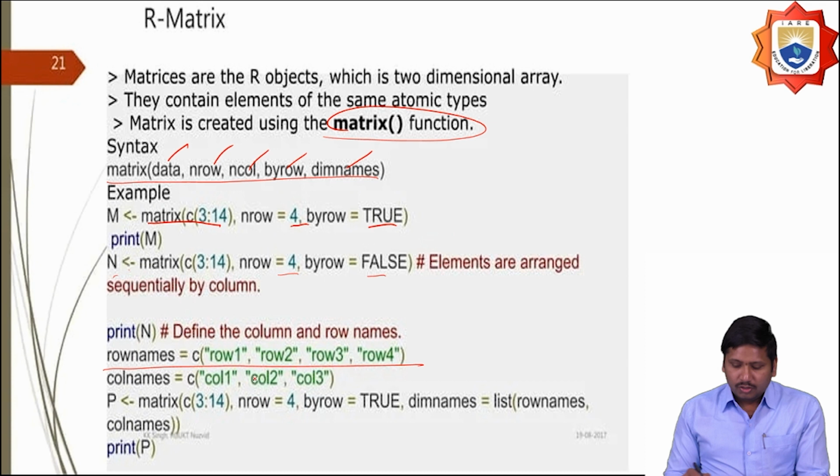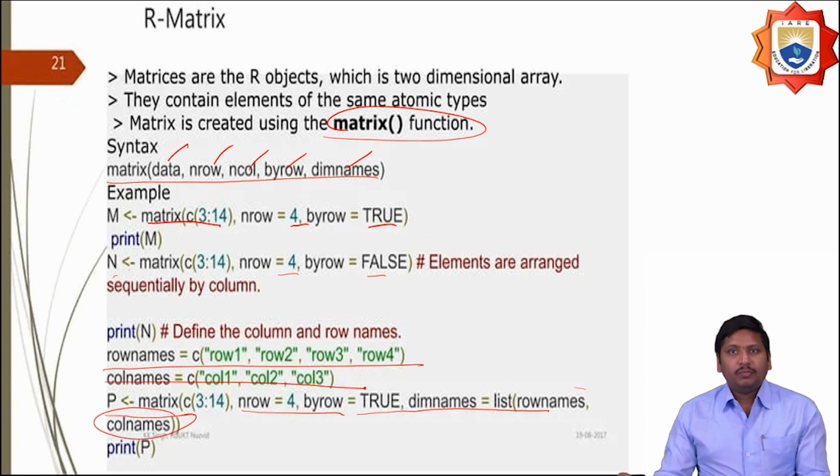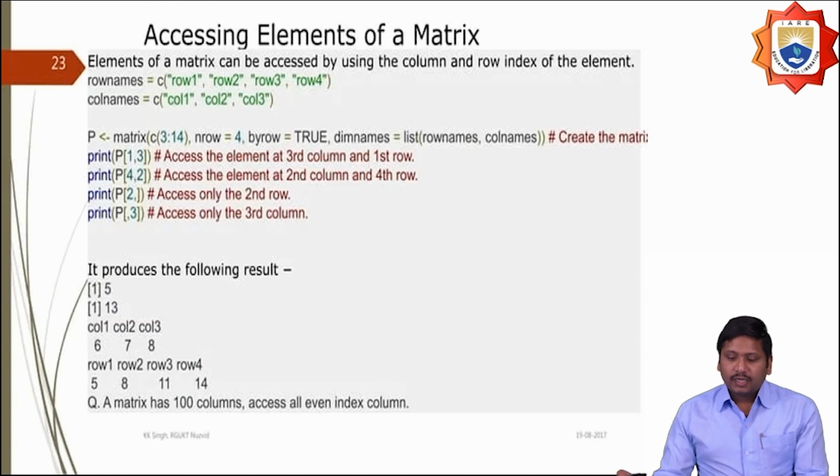Finally, I'm taking the row names and column names and writing a matrix of 3 to 14 values, with nrow and byrow TRUE. The dimension should be a list of row names and column names, and finally it is printed. So in this fashion you can print matrices. Next, accessing the elements of a matrix.